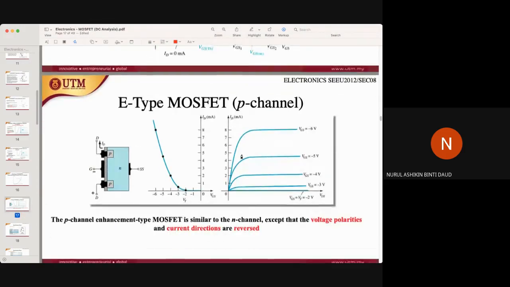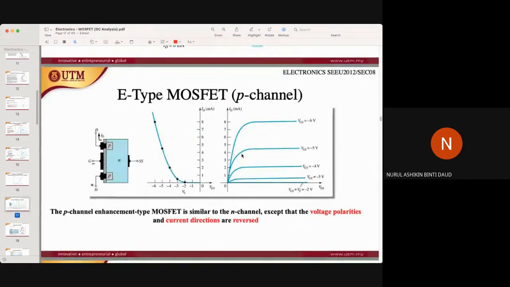Alright, so let's look at P channel pula. So E-type MOSFET, this is just for your extra information. Usually in exam, they're going to ask you N channel, but this is just extra information for you in case they ask about P channel. For P channel, it is the other way around compared with N channel. If N channel, the graph is at the positive side. For P channel, the graph is going to be at the negative side.